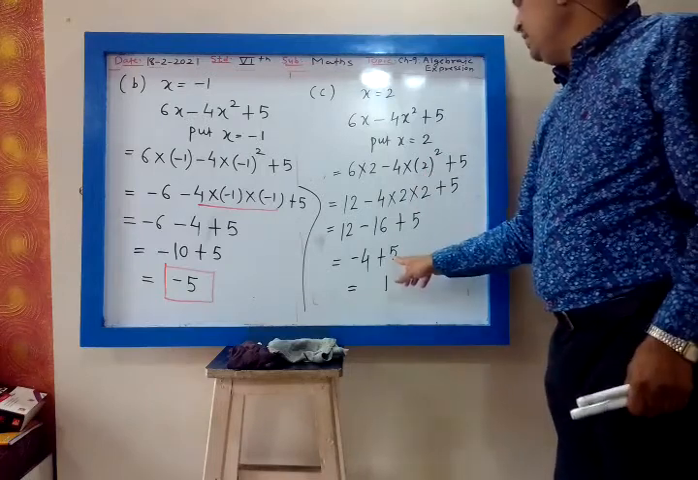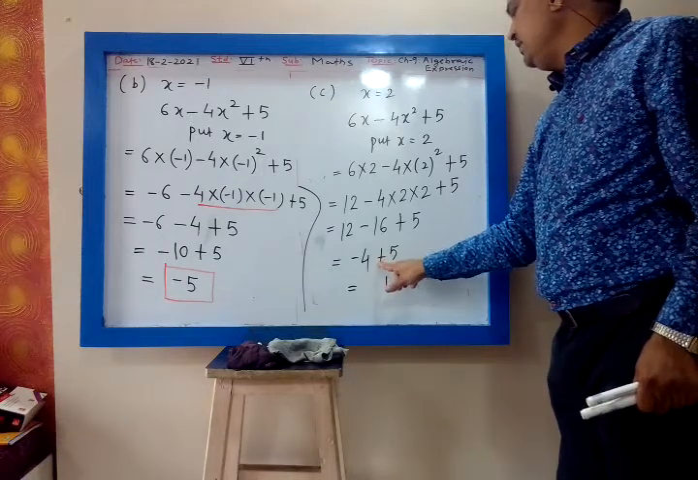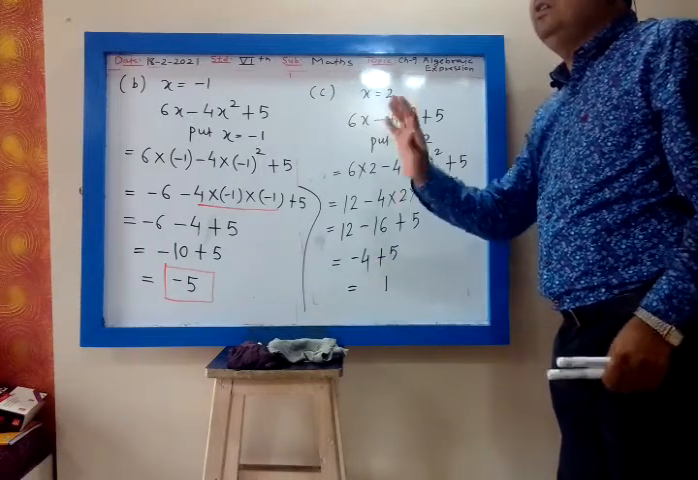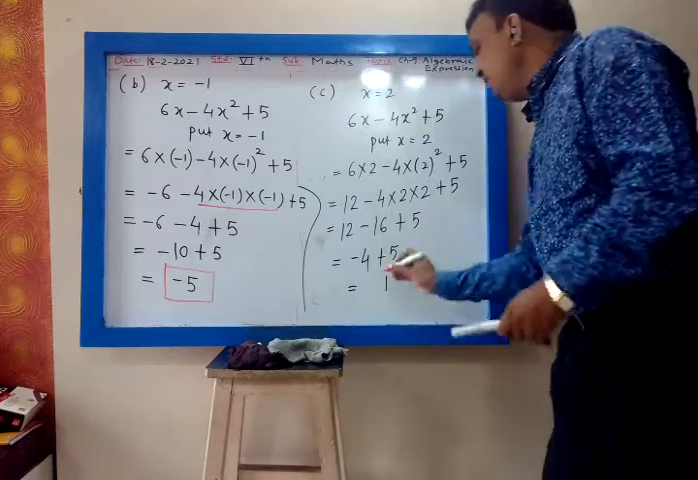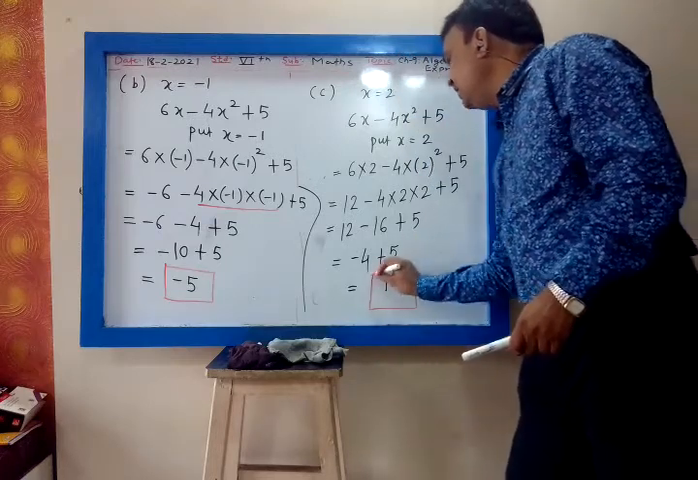Which number is bigger? 5. What is the sign of that? Plus. So we write plus 1. But normally we don't show the plus sign. So the answer is 1.